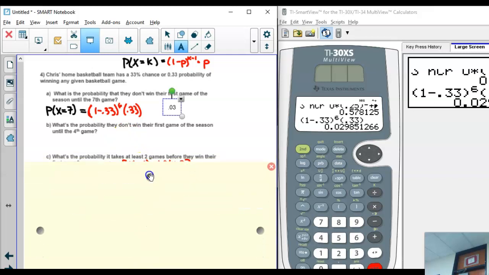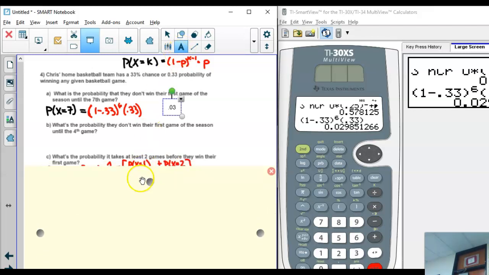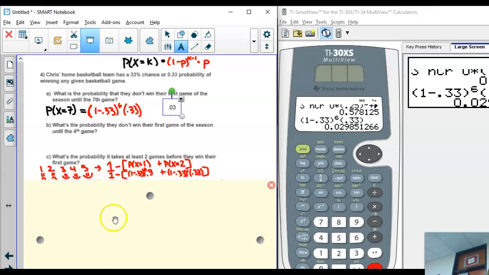I have 2 more to do with you. What's the probability it takes at least 2 games before they win? Whenever it's at least, you have to do the complement rule. So at least, you always want to follow this procedure. I like to write out what's going to happen. I could win my first game, my second game, but I don't want that. It's going to take at least 2 games before they win. So that means they win on the 3rd game, 4th game, 5th game, and it continues. I don't want to win on my first or my second game. I need to use the complement rule.